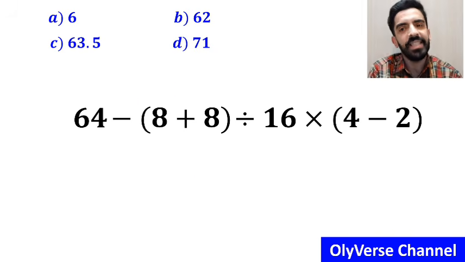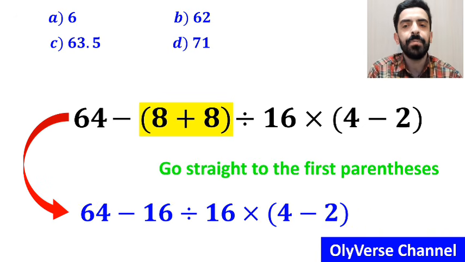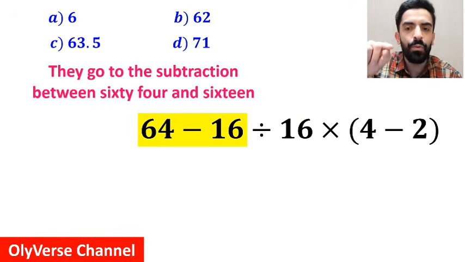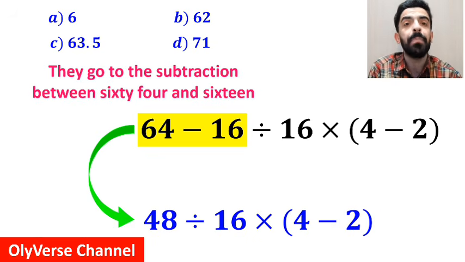Many people, when solving this question, go straight to the first parenthesis and simplify this expression to 64 minus 16 divided by 16 times (4 minus 2). And the next step, they go to the subtraction between 64 and 16 and simplify this expression to 48 divided by 16 times (4 minus 2).